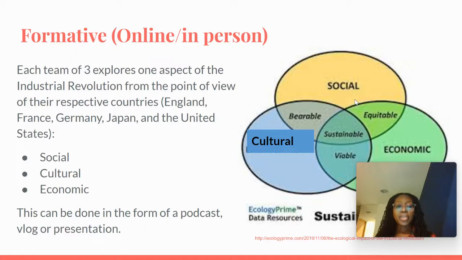I will have them do either a podcast, a vlog, or a presentation where they explore one of those aspects of the Industrial Revolution from the respective countries chosen for them: England, France, Germany, Japan, and the United States, which is what the standard wants the students to explore as well.